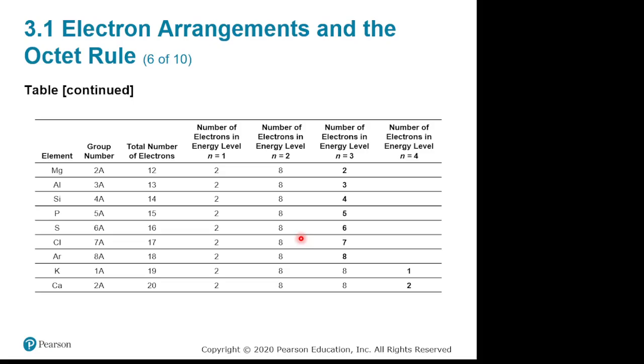Okay. Notice that the group numbers are directly related to the numbers of electrons that are in that outer orbital. Okay? And the reason we've done this is that the electrons in the outer orbital are always the electrons that are going to do chemistry, right?